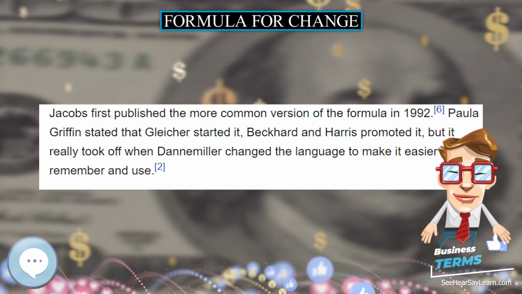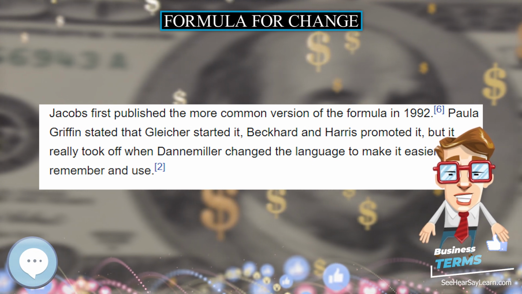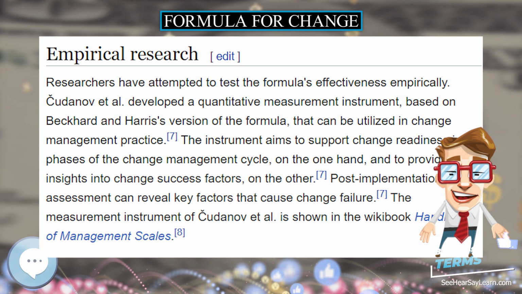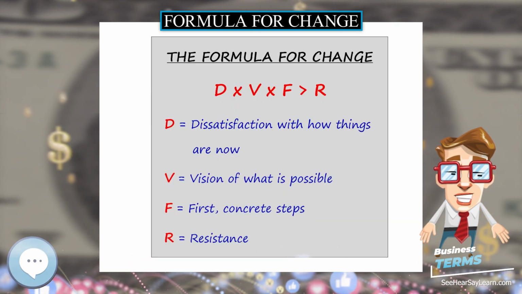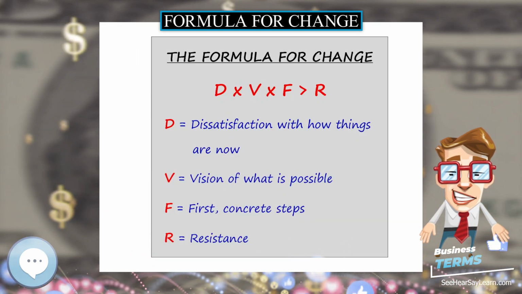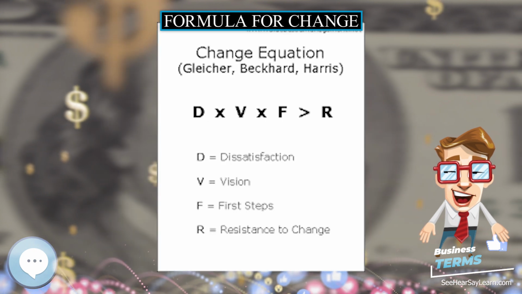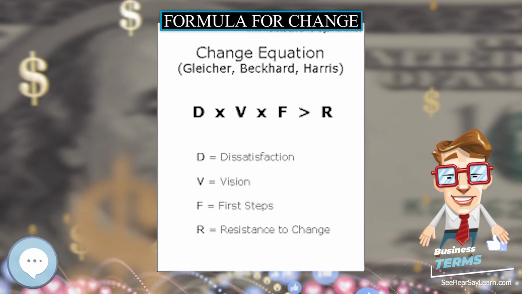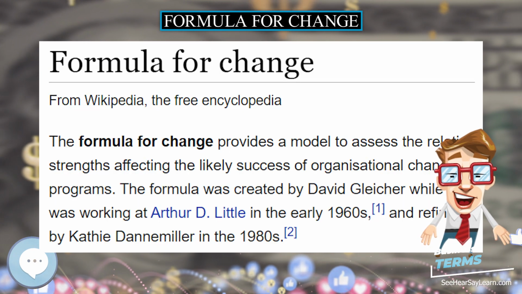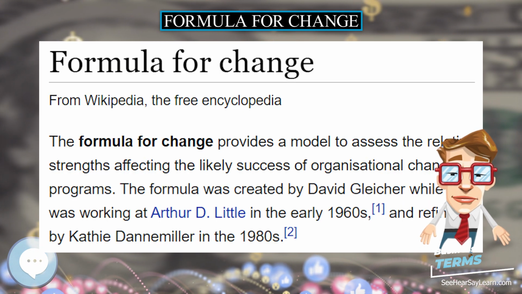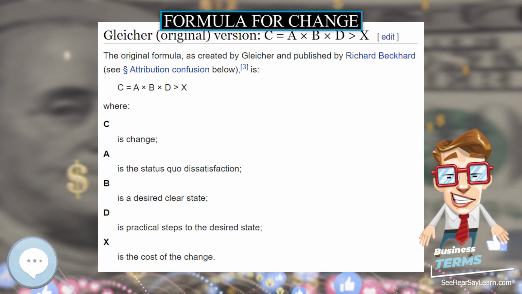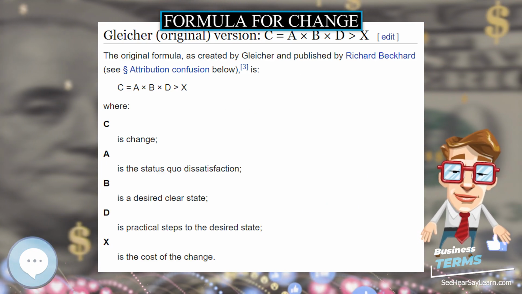142. Popularization. It was Kathie Dannemiller who dusted off the formula and simplified it, making it more accessible for consultants and managers. Dannemiller and Robert W. Jacobs first published the more common version of the formula in 1992. Paula Griffin stated that Gleicher started it, Beckett and Harris promoted it, but it really took off when Dannemiller changed the language to make it easier to remember and use.